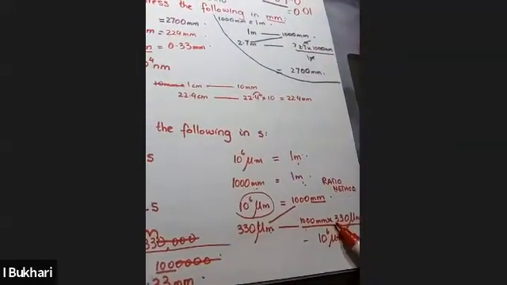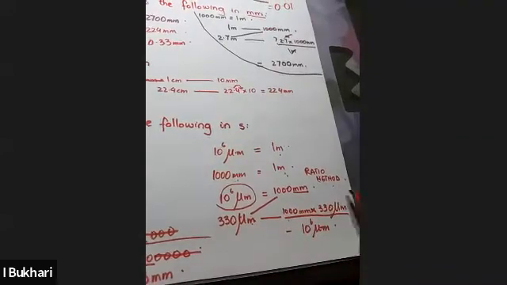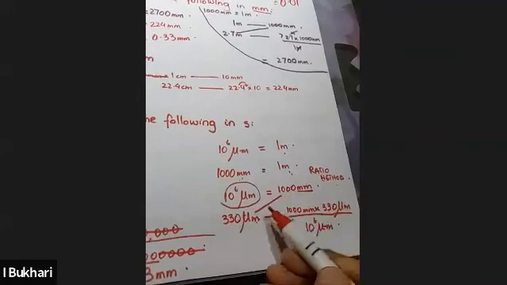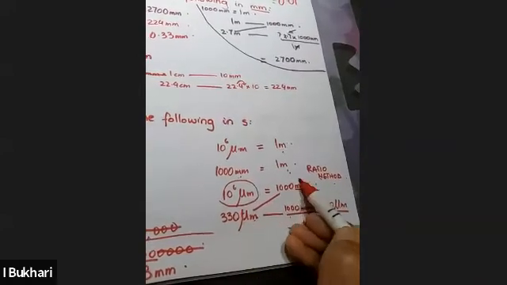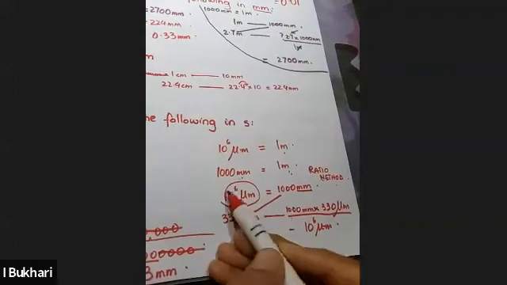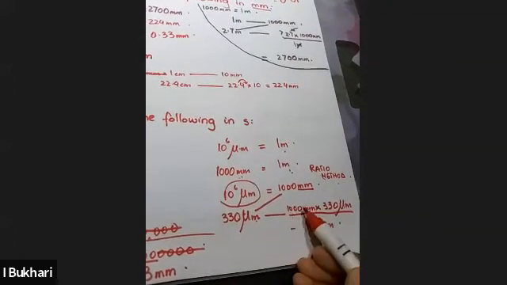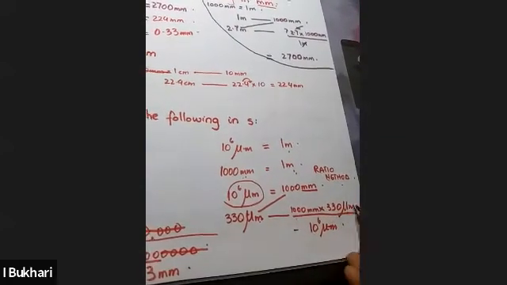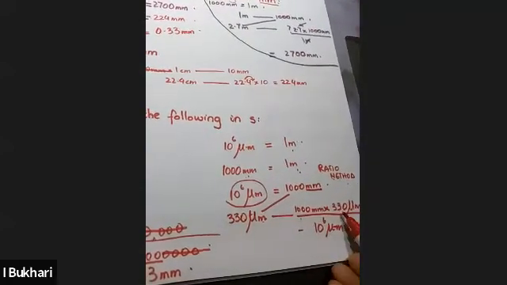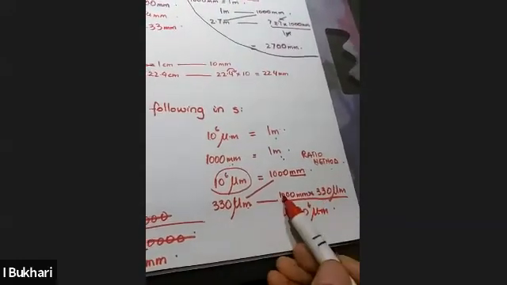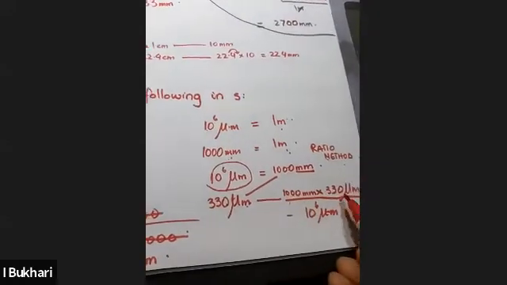So how do you get this? What comes here is decided by the product. You cross multiply the numbers, and then you divide by what is left. So 1000 millimeters multiplied by 330 micrometers divided by 10 to the power 6 micrometers. Now, how do I calculate this? I opened up all the numbers, okay? So this is 1000, this is 330.